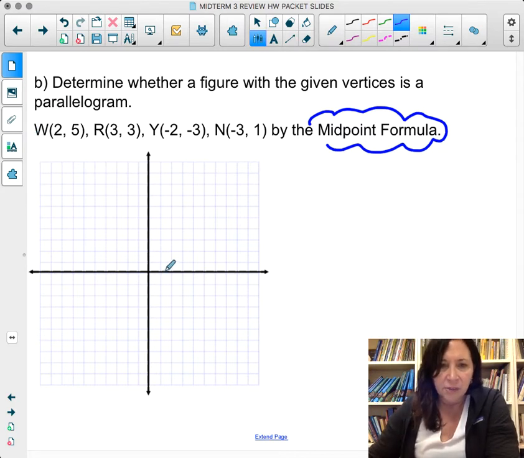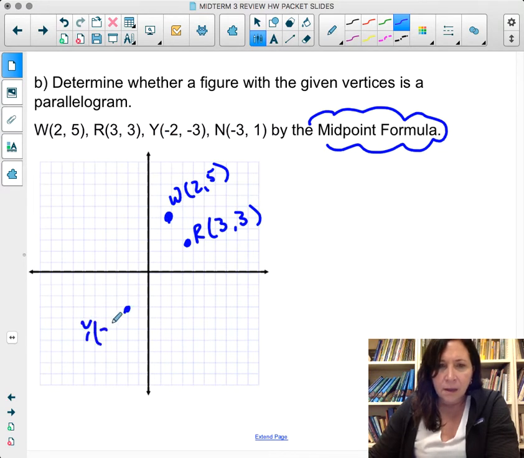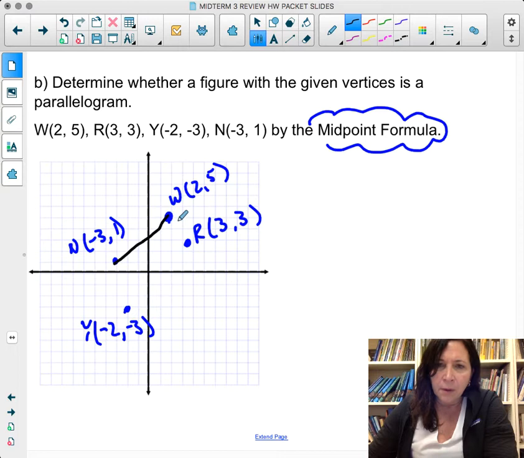So let's plot these. We have over 2, up 5. So W is 2, 5. R is, let's see, 3, 3. So it's about right there. Y is negative 2, negative 3. And N is negative 3, 1. So this is N, negative 3, 1. So connecting these, we're trying to figure out if this is a parallelogram.